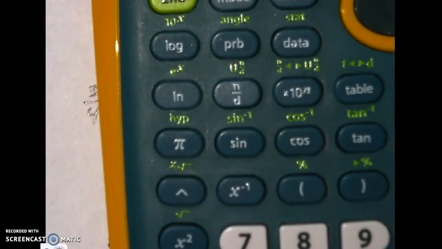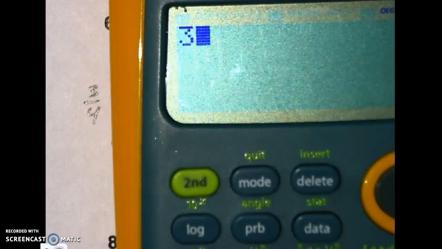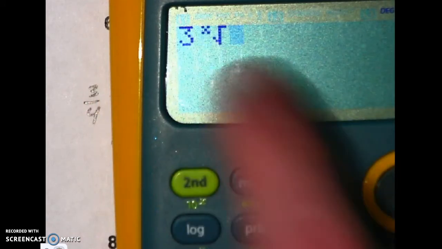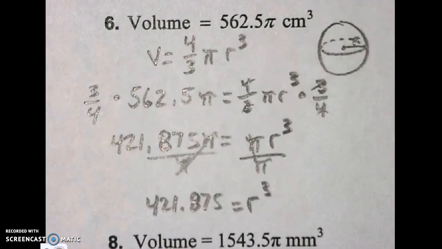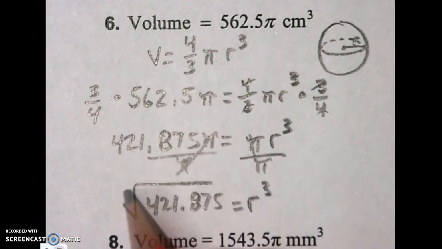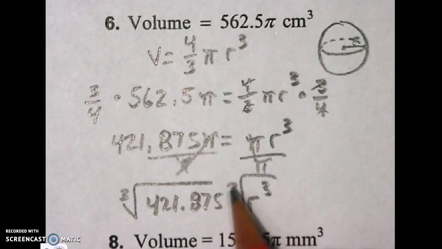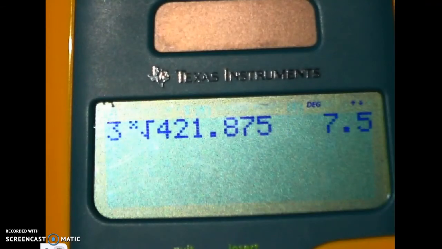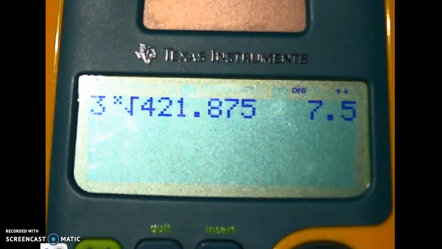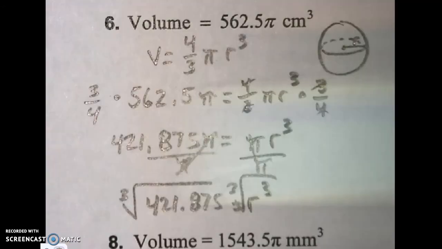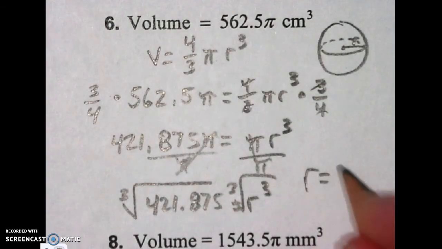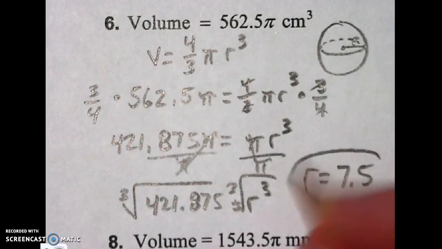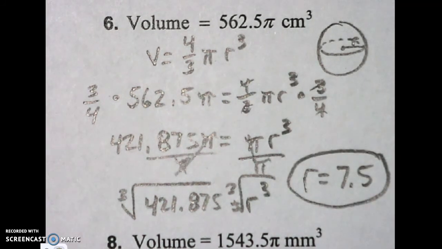So first thing we got to do is type in a 3. Then hit second in that x root key, and we can type in whatever number we have. So I better actually write the cube root sign on this. So I'm going to type in 421.875 and see what we get. So the radius of this sphere is 7.5. 7.5 centimeters. All right, over and out.